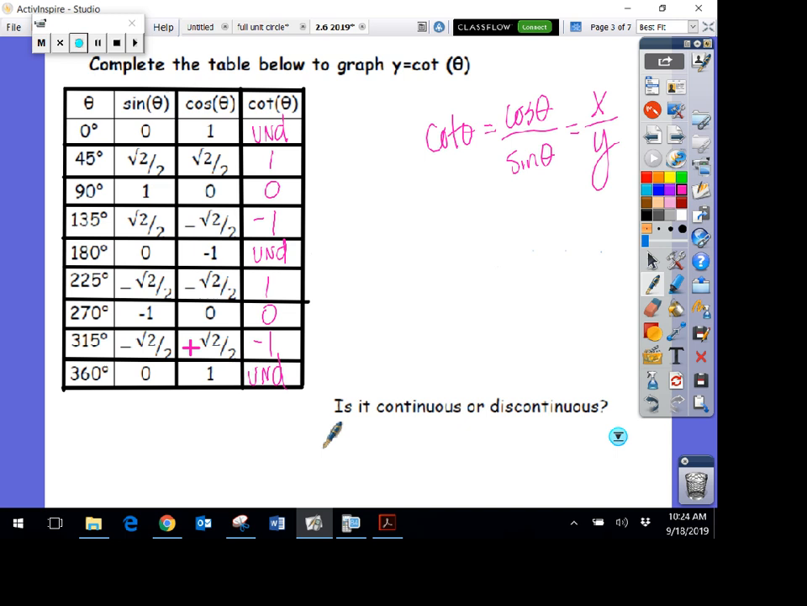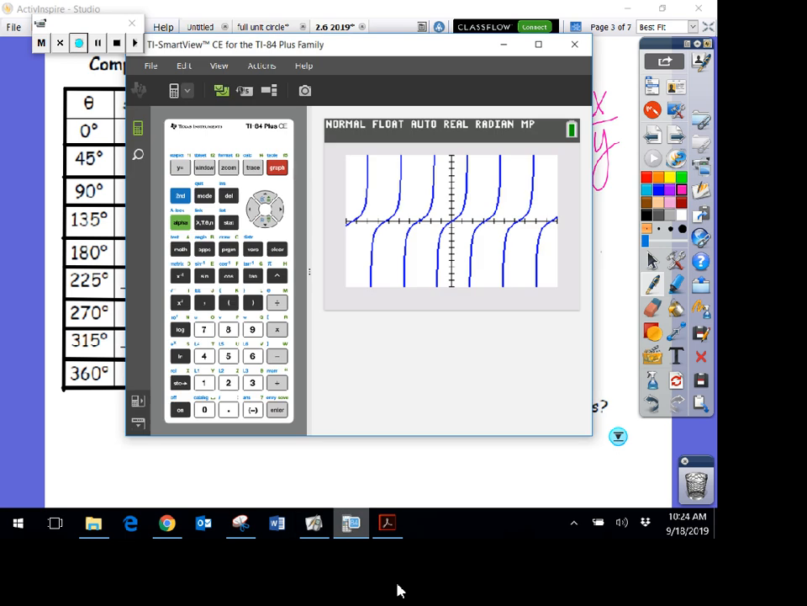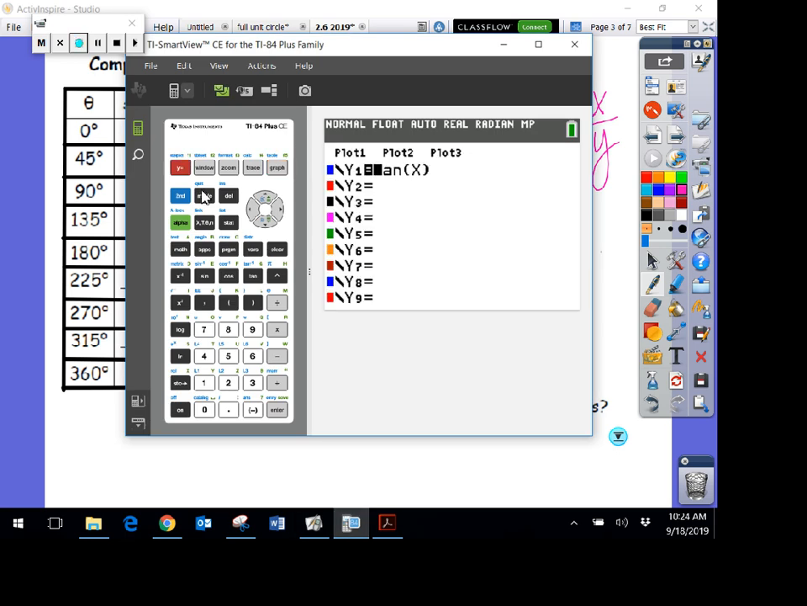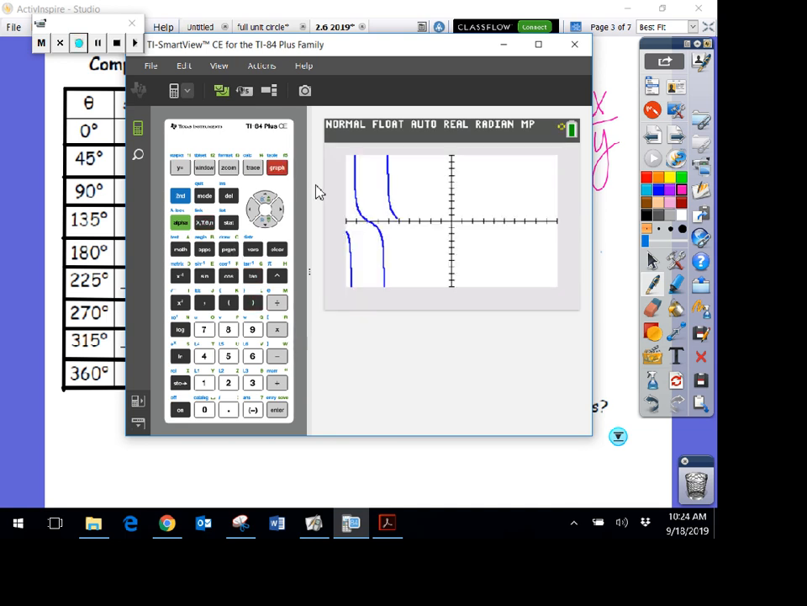Now, I'm going to go to my calculator again, and I'm going to graph a cotangent just so you can see what it looks like. Don't get your calculator out, just let me show you. There's not a cotangent button. Cotangent is the reciprocal of tangent, so I would do 1 divided by tangent of x and graph it, and that's what it looks like.